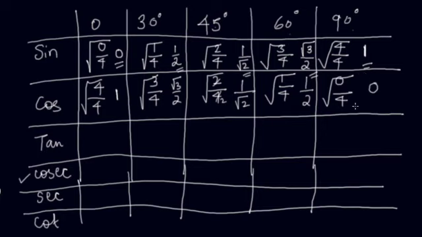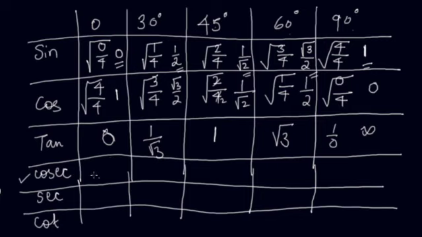Similarly, the values of cos follow in reverse. Now, if you know sine and cos, isn't it easy to remember the value of tan? Tan 0 is sine 0 by cos 0, which is 0 by 1, so 0. Tan 30 is half divided by root 3 by 2, which is nothing but 1 by root 3. What is tan of 45 degrees? It is 1 by root 2 divided by 1 by root 2, which is 1. What is tan of 60 degrees? That is root 3 by 2 divided by 1 by 2, which is root 3. And what is tan of 90, which is 1 divided by 0, and that happens to be undefined.